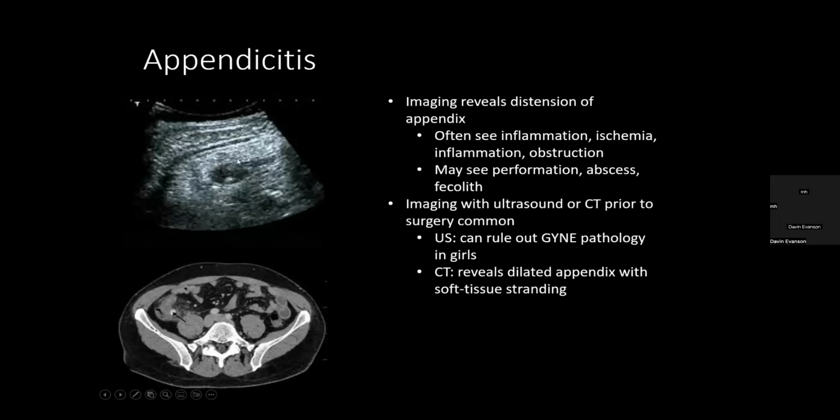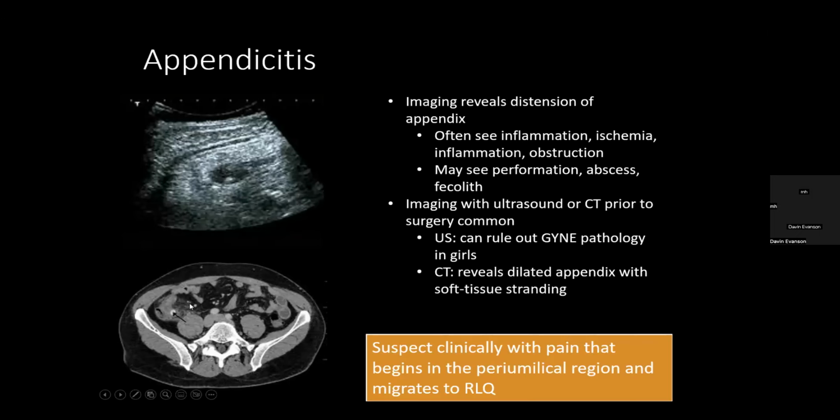Appendicitis, so you can often make the diagnosis with ultrasound, especially with a young, thin patient, looking for a thickened wall, looking for that fecalith in there. CT, of course, you'll see the fecalith, you'll see that fat stranding around it. Take them to surgery.